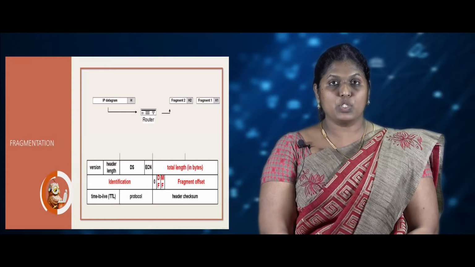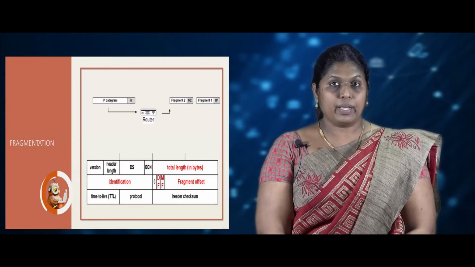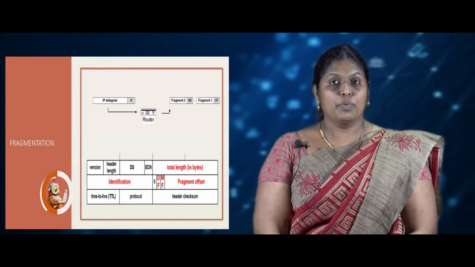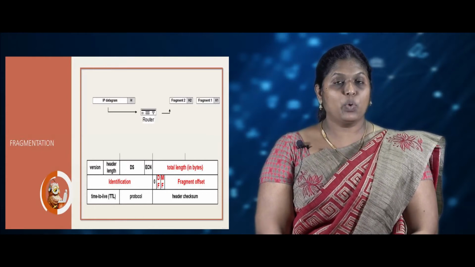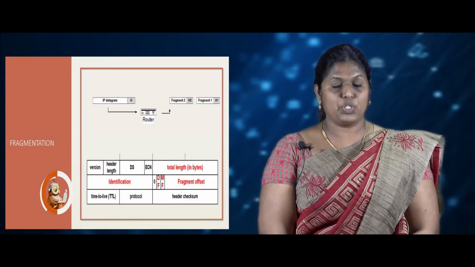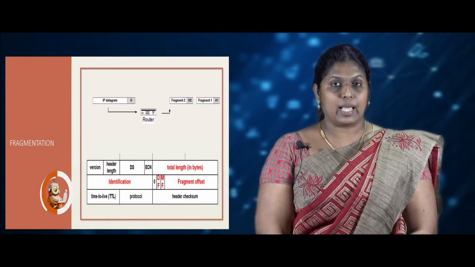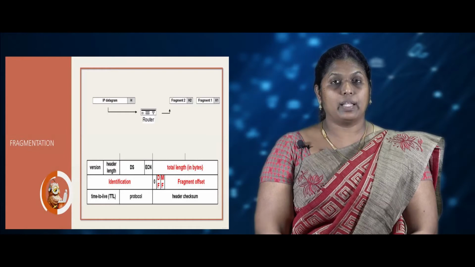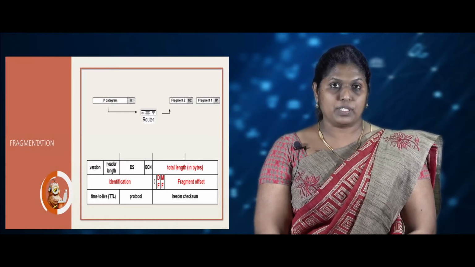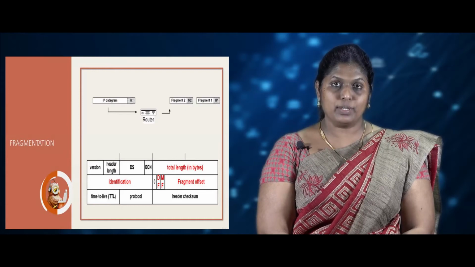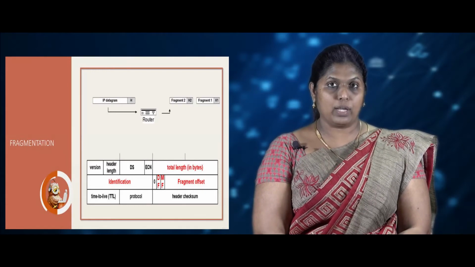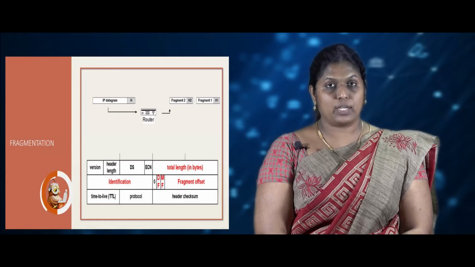The first part is your version, followed by the second one, which is the header length, followed by the datagram length or the total length of the packet. Word 2 covers the identification, with the 3 flags set as the DF flag, the MF flag, and the fragment offset. Word 3 goes like this with the TTL, which is the time to live, followed by the protocol ID and followed by the checksum.